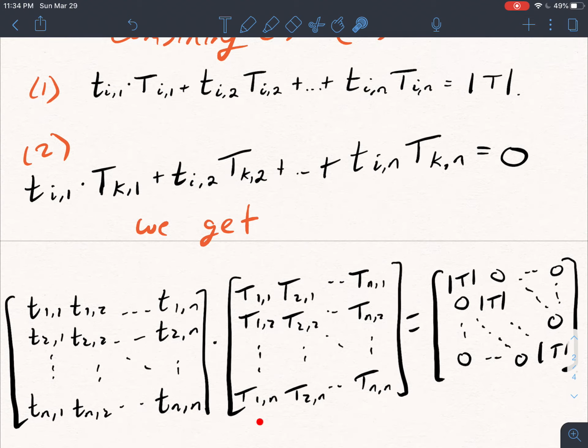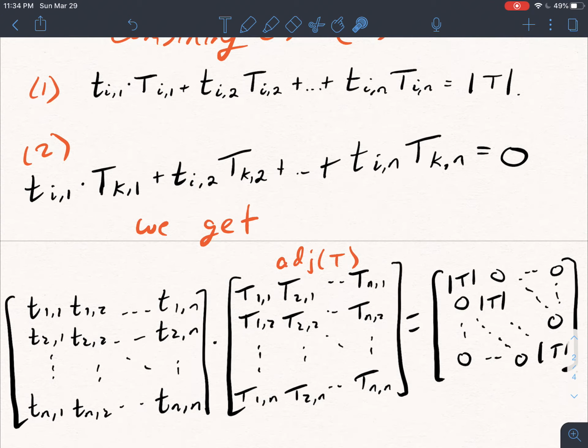So if I do row 1 times column 1 of this matrix right here, then that gives me t_i1, t_i2, etc. times capital T_i1, capital T_i2, etc. And this right here is the matrix adjoint. This right here is the adjoint of T. And therefore the 1,1 entry would be, by equation 1, equal to the determinant of T.